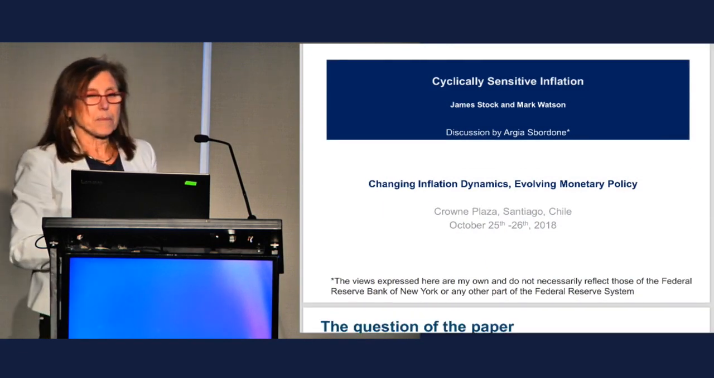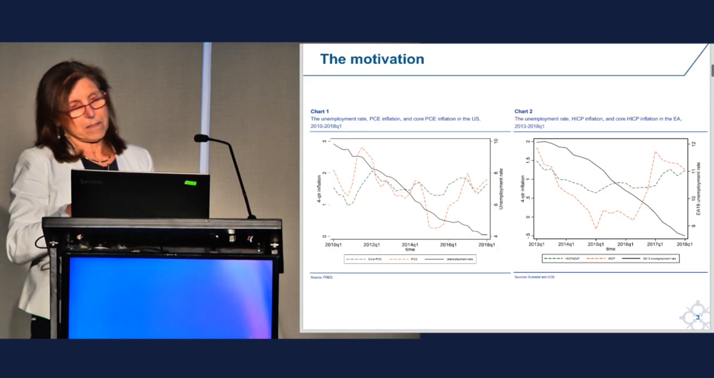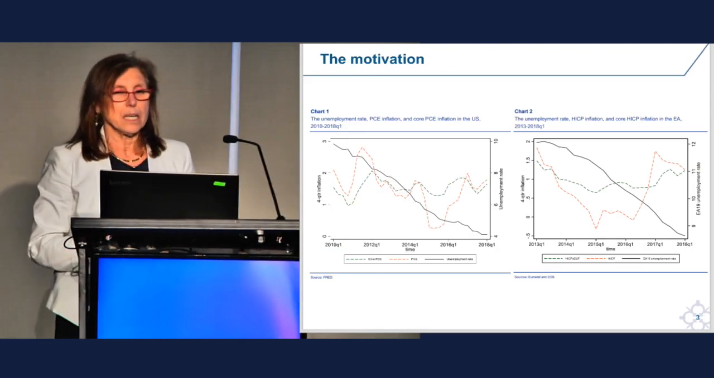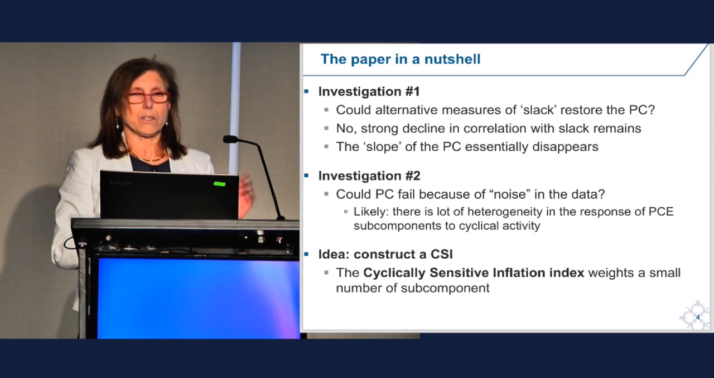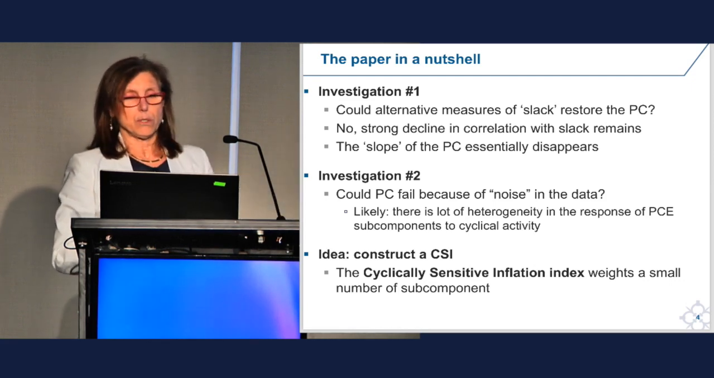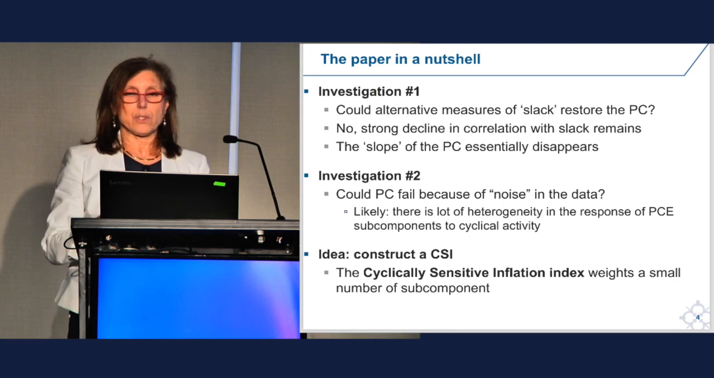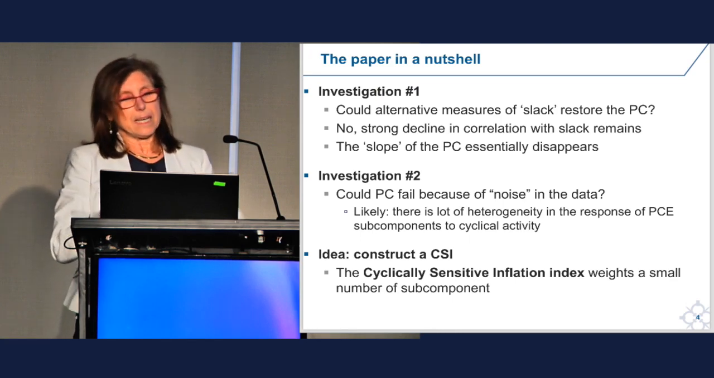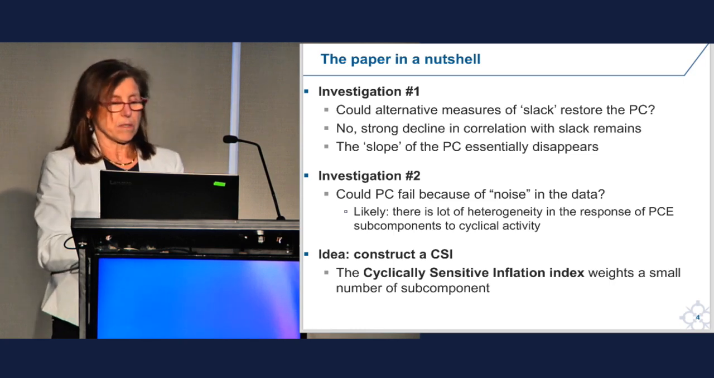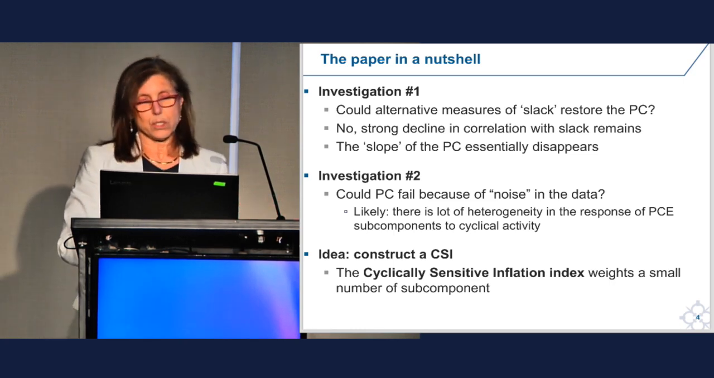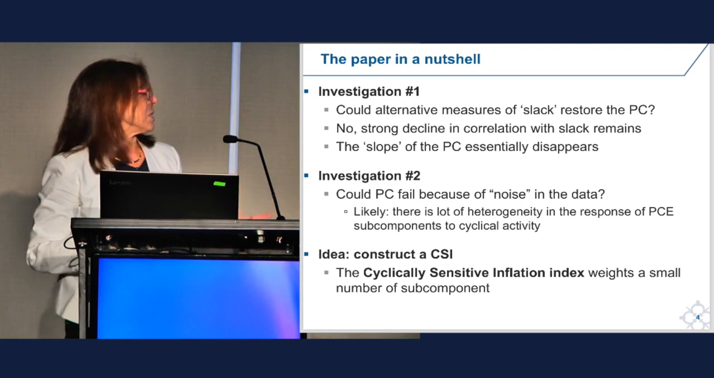In a nutshell, the paper does two investigations. Number one, it asks whether alternative measures of slack, not just the unemployment measure you have seen there, restore the Phillips curve. And the answer is no. As you saw, there is a strong declining correlation, whatever slack measure among the ones considered you use, and the slope seems to be disappearing.